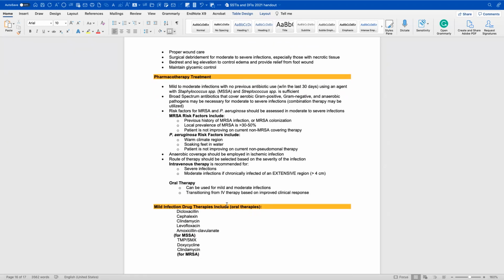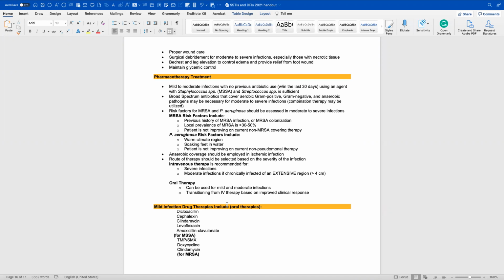So for pharmacotherapy management, for mild to moderate infections with no previous antibiotic use, using an agent with MSSA and streptococcus coverage is sufficient. So for mild to moderate, if they have not had any type of antibiotics and we aren't worried about multi-drug resistance, you can just focus on these typical skin pathogens, because we know if it isn't presenting as severe, then it's unlikely that you have an anaerobe, MRSA, or a gram-negative present there.